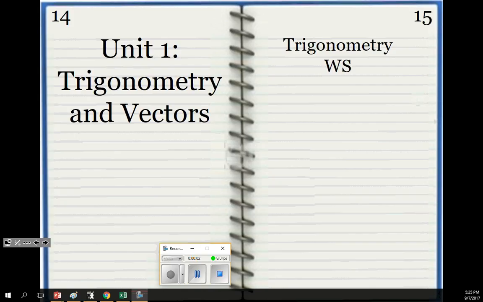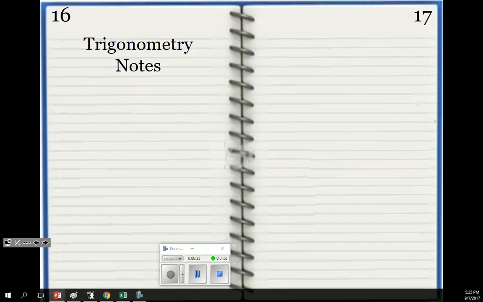Welcome to our trig tutorial. On this particular day we took notes over trigonometry, and in class we picked up trigonometry worksheet number 15, and so we will be discussing how to do these particular types of problems. So we're going to be taking our trig notes, and that's going to be page 16. Our lab tomorrow is going to be page 17.